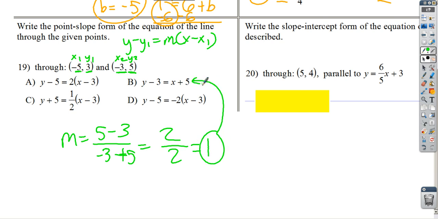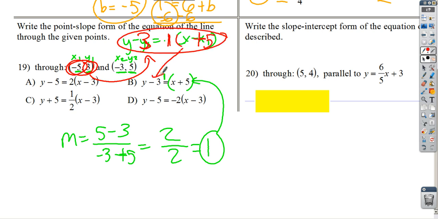Actually, the only one that has a slope of 1 is right there. That's kind of like writing 1. But let's just verify that we get it completely here. So that is equal to 1 right there. And then if you plug in, let's try this point. If you plug in this point right here, y minus y1, y1 is 3. So let's replace that with a 3. X minus x1 is x minus negative 5, which is like plus 5. So this equation is equal to that right there, which is B.